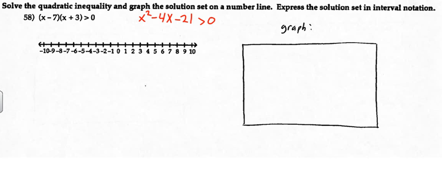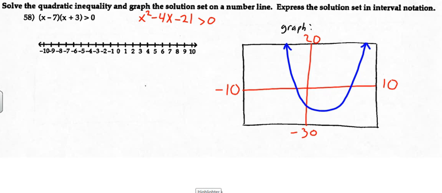If you FOIL this out, you get the quadratic equation x squared minus 4x minus 21 is greater than 0. I know this is a parabola, and since students struggle with this, we're going to begin with a graph. On my graphing calculator, this is the window that I use. I went negative 10 to 10 and negative 30 to 20, and you can see the parabola in blue there.